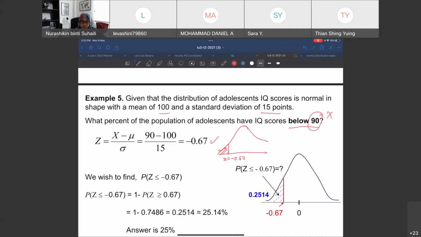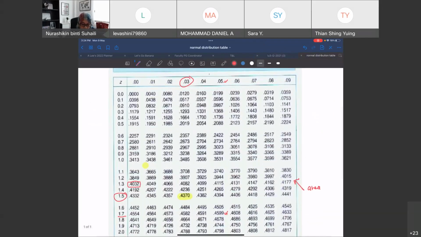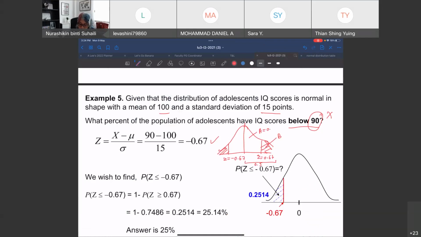But in order for you to find the area, you have to apply the symmetry. So this one is actually equal to this area when z equal to 0.67. So how to find this area? You have to find this area first, right? Let's say the tail area that you're looking for is B. So you have to find A first. So how to find A? You know the total area here is 0.5. So A, if you refer to the Z table for 0.67, is 0.2486, right? So B is equal to 0.5 minus A, which is 0.5 minus 0.2486, equal to 0.2514.